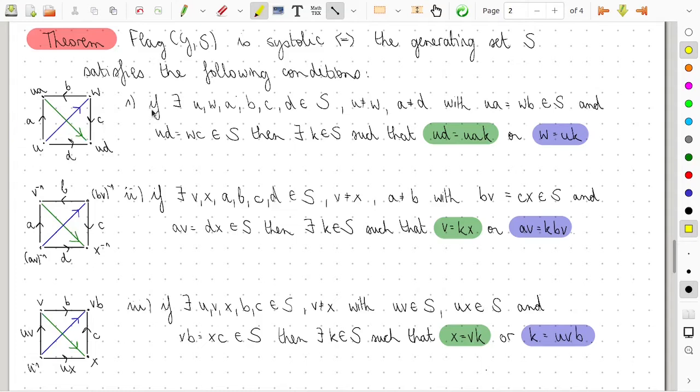The first one is, if there exist U, W, A, B, C, D in S, where U is different from W, A is different from D, UA equals WB, and this product is in S, and UD equals WC, and this product is also in S, then there should exist a K in S such that UD equals UAK or W equals UK.